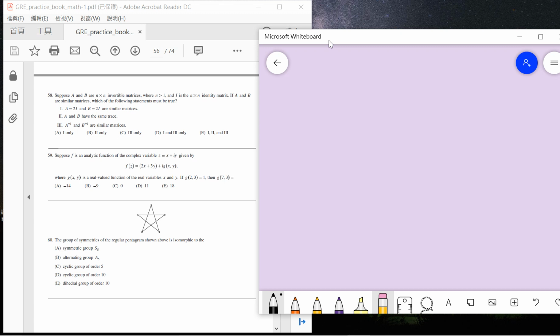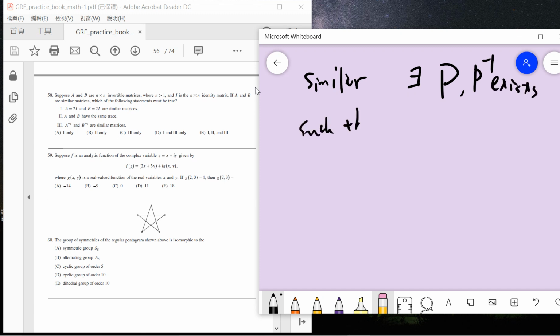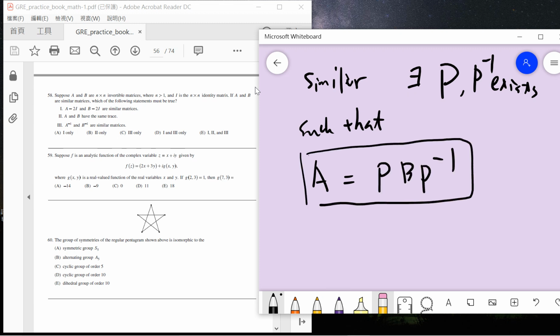Okay. So 58 asks about similar matrices. Say A and B are n times n invertible matrices, and I is the identity, and say that A and B are similar. So similar means that there exists P, which is invertible, so P inverse exists, such that A equals P inverse B P. This is the definition of similar.